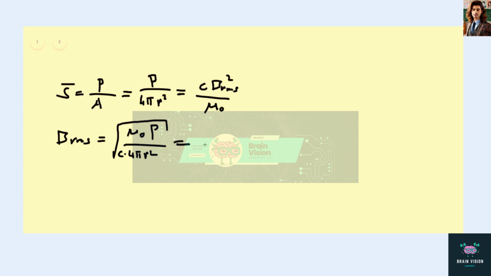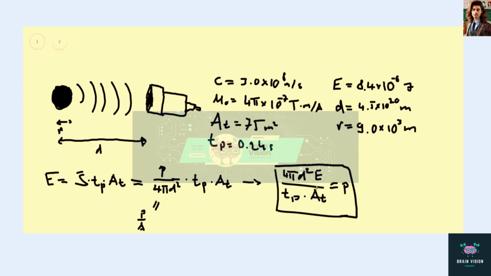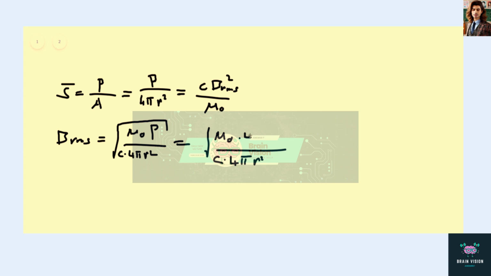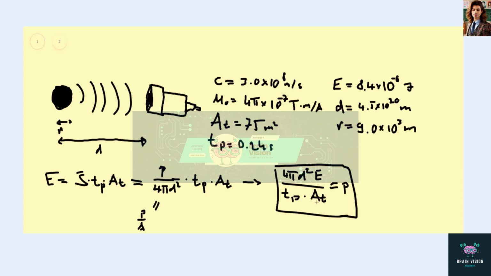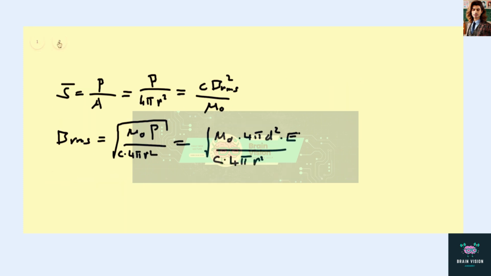So now we're going to put in our value for P that we had found in the previous slide. Let me just fill in the details here. So now we have everything except for P. And so we're going to multiply this by the value of P, which we had worked out was 4 pi d squared times the energy divided by TP, time of the pulse, times the area of the telescope.